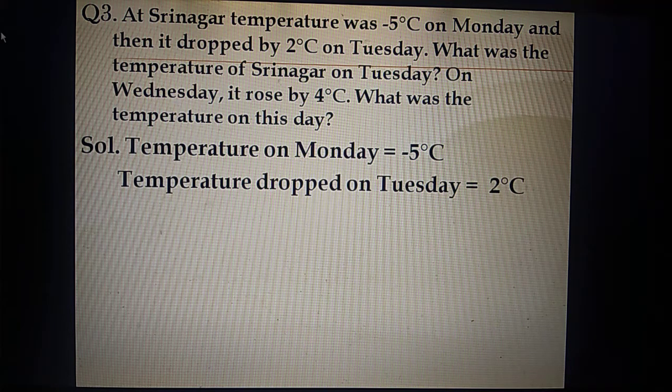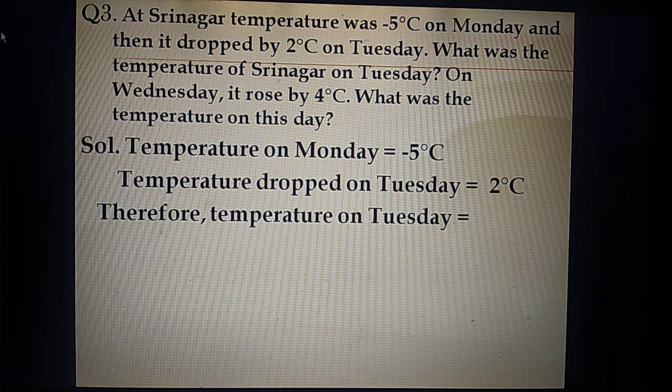As we mentioned here, dropped. So to find out the value of temperature on Tuesday, first you will write the value of Monday. And because the condition is dropped here, first you will write minus 2. Now the values here you will add. Why? Because the signs are same. So the answer will have the same sign. So this is the temperature on Tuesday.